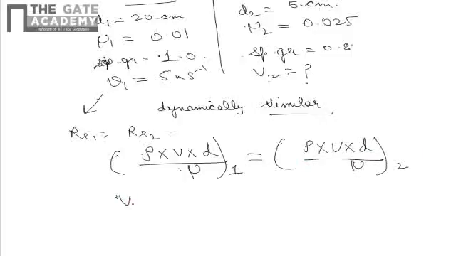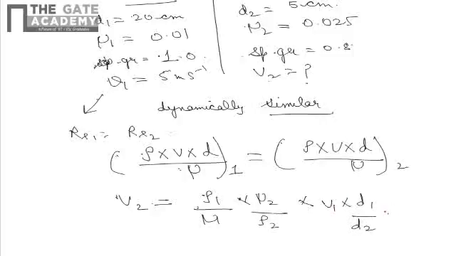Now V2 hence can be calculated as rho 1 upon mu 1 into mu 2 upon rho 2 into V1 into D1 upon D2. Upon substituting all the values, ratio of rho 1 upon rho 2 will be same as ratio of their specific gravity.